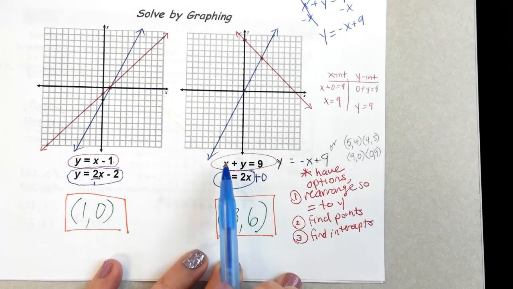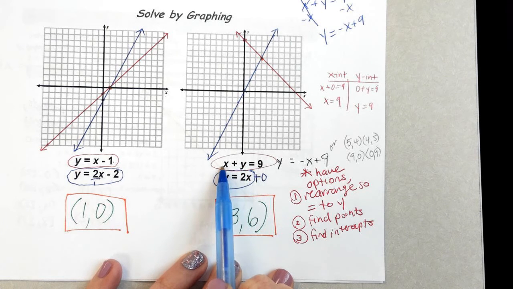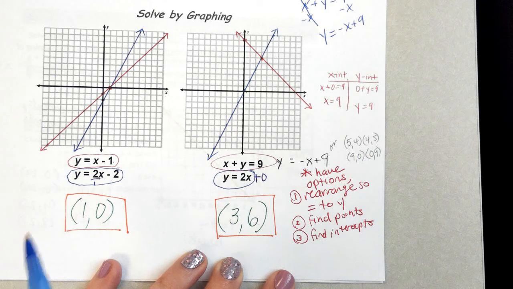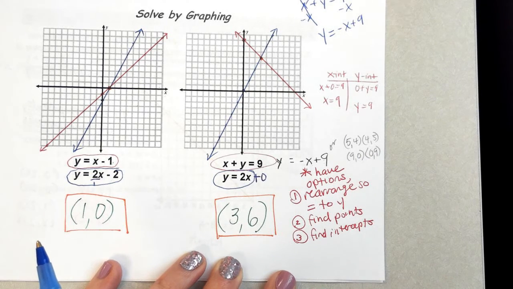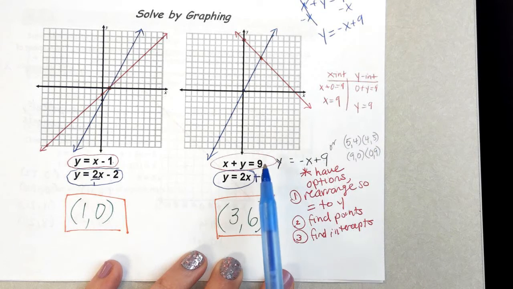You could say, okay, if x is 4, y has to be 5. If x is 5, y has to be 4. If x is 9, y has to be 0. And things like that to come up with a few points to graph and then make your line from those points. The last option you have is to find your x and y intercept.